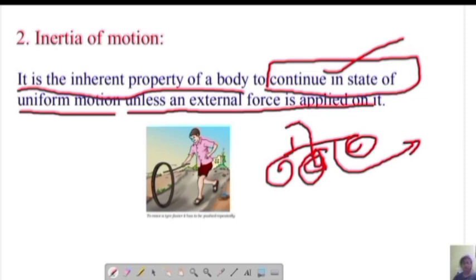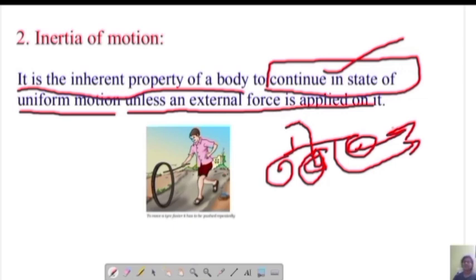Are you putting any force on the bicycle? No. Are you pedaling the bicycle? No. But still the object is moving. I think all of you might have experienced that. But still the object is moving. Why is the object still moving? That is because of what we call inertia of motion.